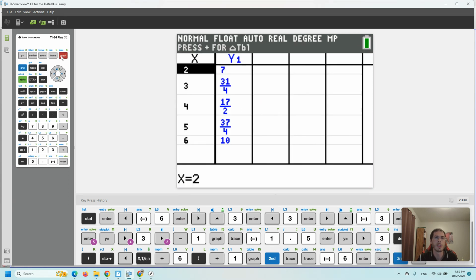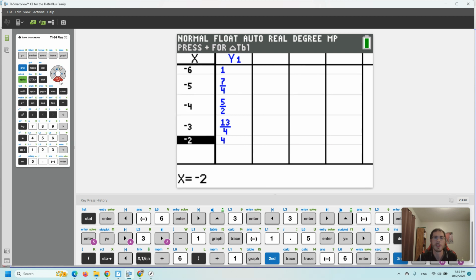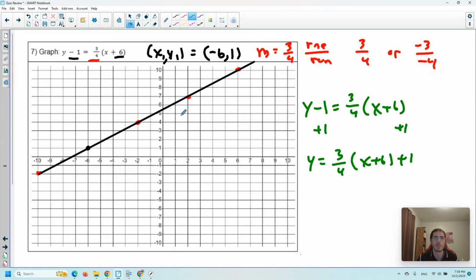And yeah, I can look at my table too and say, all right, what else did I plot? Yeah, it looks like I plotted -6, 1. Down there, I plotted -2, 4. So we can see my points just match up. So those are all pretty good. There's -2, 4 right there.